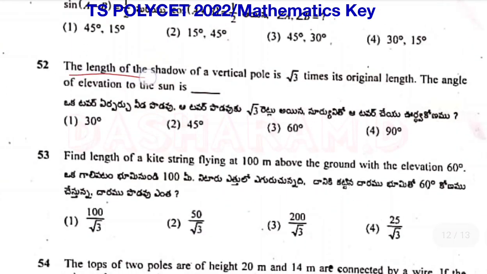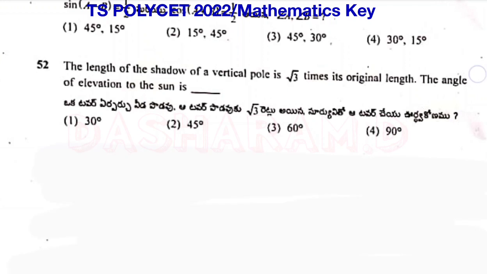Next, question number 52. The length of the shadow of the vertical pole is root 3 times its original length. The angle of elevation of the sun is? So let us take the vertical pole. AB is a vertical pole, AC is the shadow length. The length of the shadow of the vertical pole is root 3 times its original length. Take the original length as x. Root 3 times means root 3 into x. Join B, C, and here is 90 degrees. So the angle of elevation of the sun means angle C value is required.